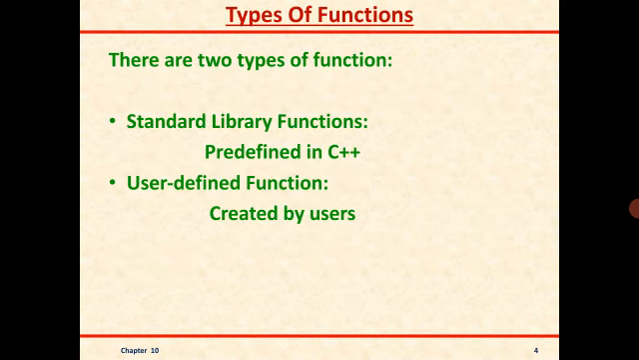Generally in C++ we have two types of functions. First one is standard library functions. Second one is user defined functions. I repeat once again. In C++, there are two types of functions: one is standard library function and the second one is user defined function.